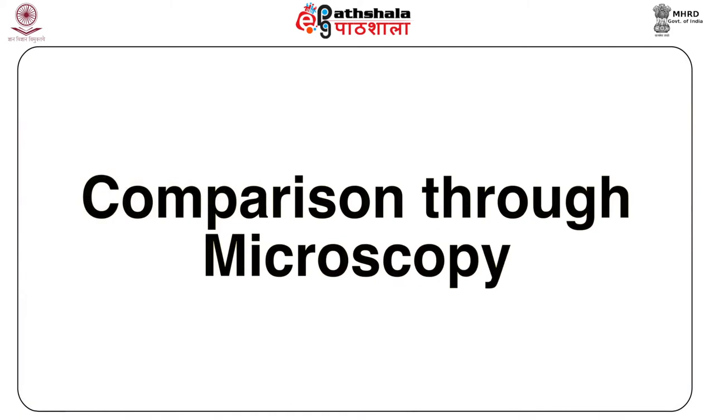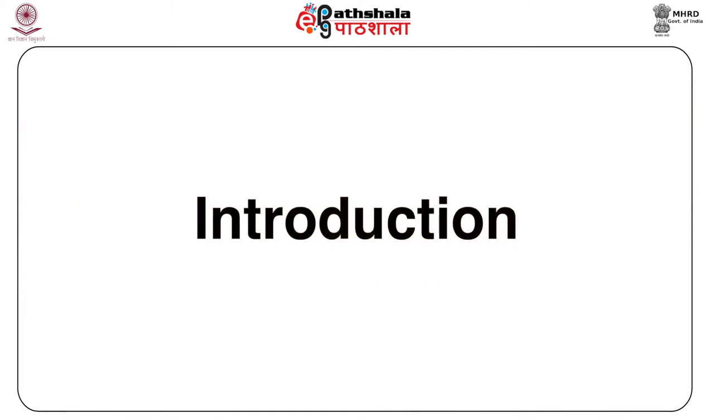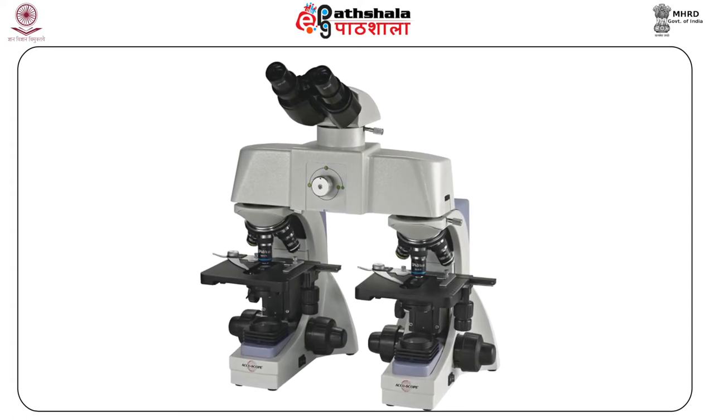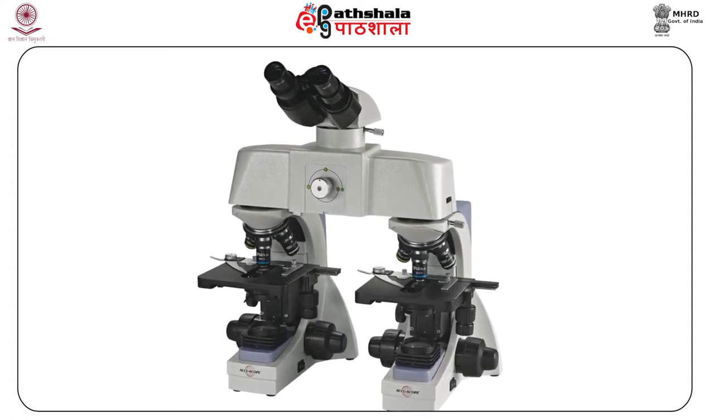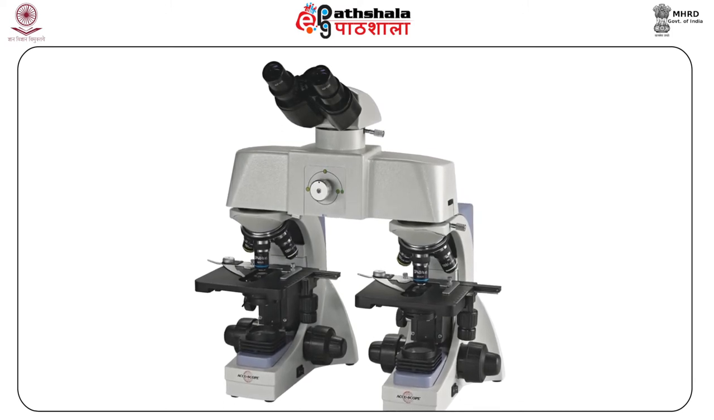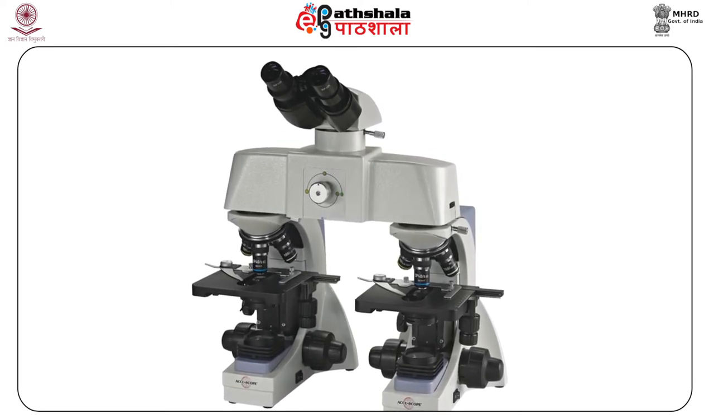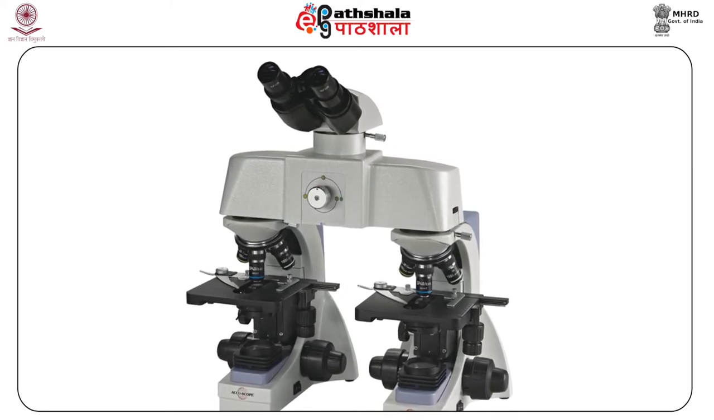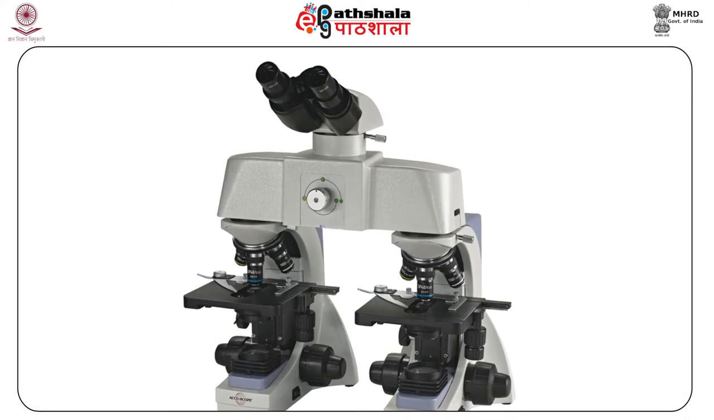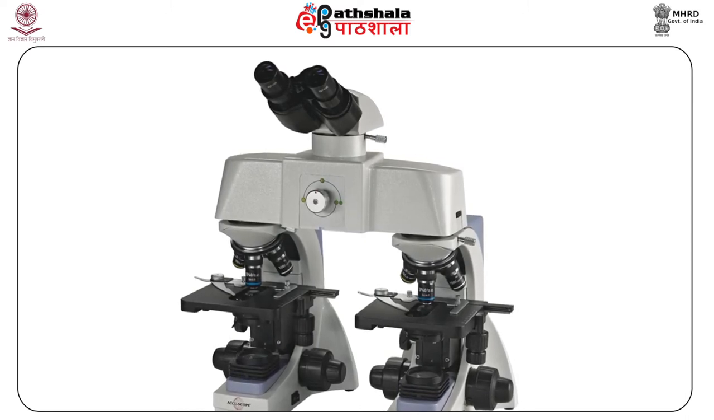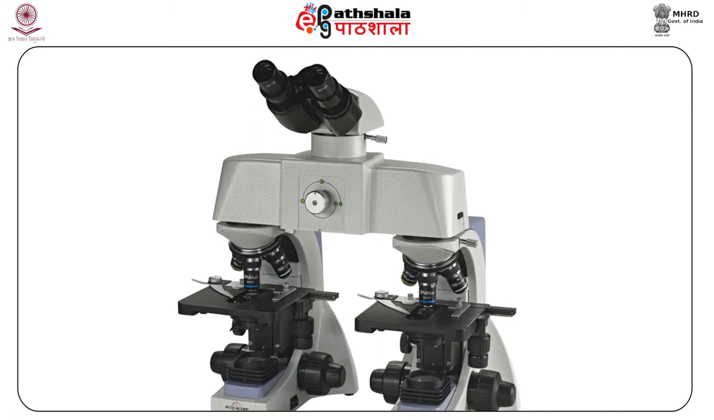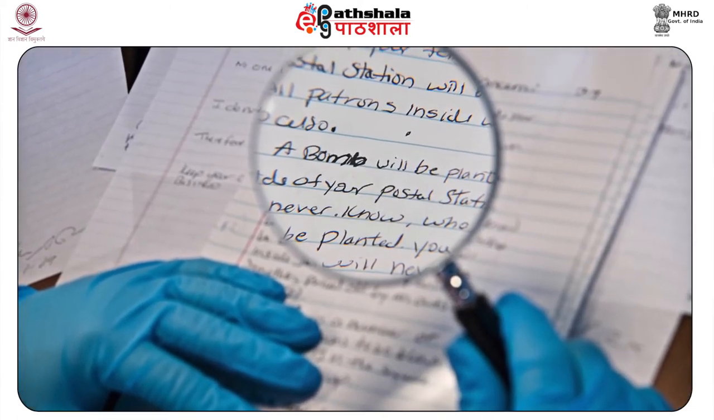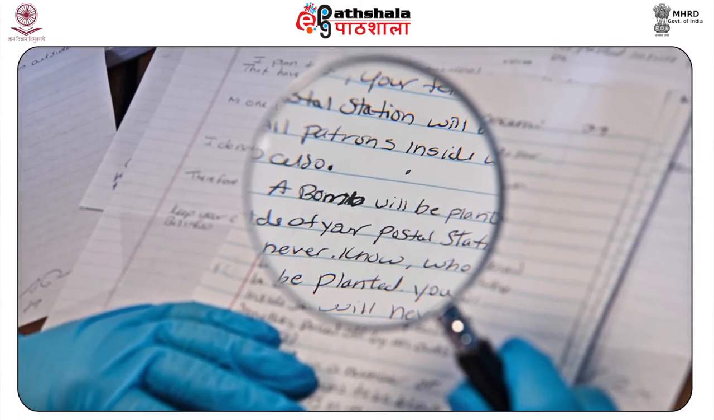Comparison through microscopy. Introduction. The comparison microscope is probably the most important and most widely used scientific instrument in the modern crime laboratory, and thus it has been discussed first. The first comparison microscope to be used in the field of criminology was a very crude instrument compared to the highly developed instruments now available. It was designed by Albert S. Osborn for application in the field of document examination.